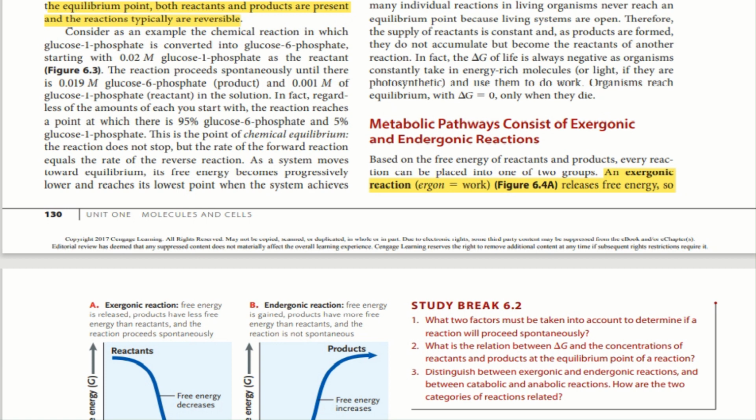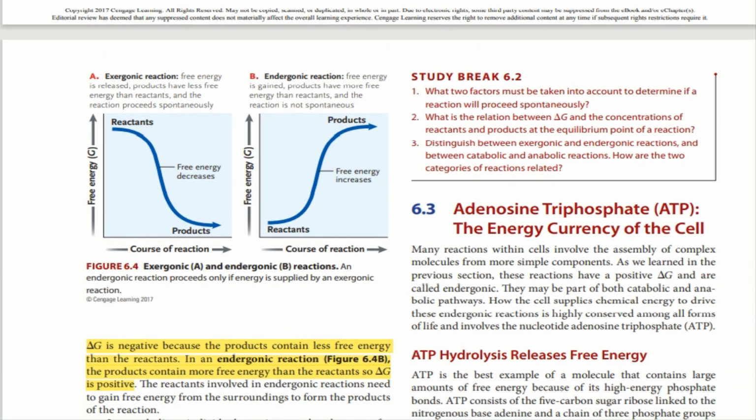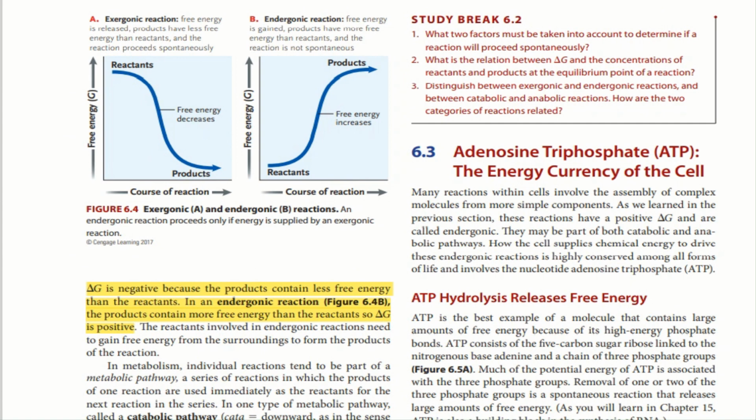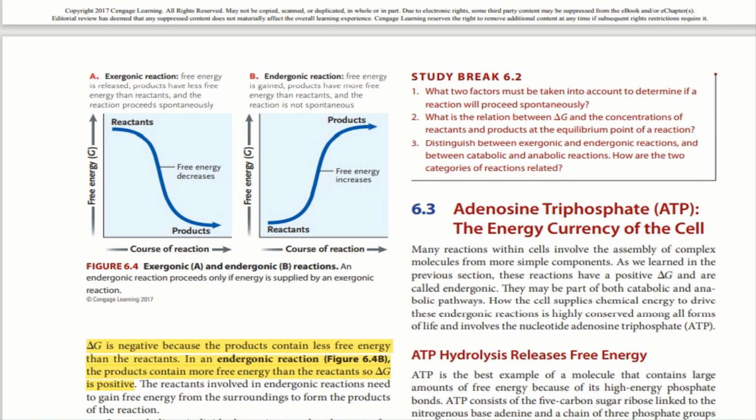A metabolic pathway consists of exergonic and endergonic reactions. An exergonic reaction releases free energy, so the delta G is negative because the product contains less free energy than the reactant. In an endergonic reaction, the product contains more free energy than the reactant, so the delta G is positive.